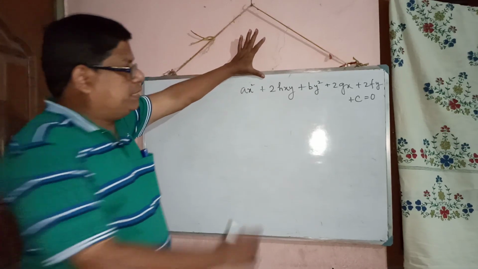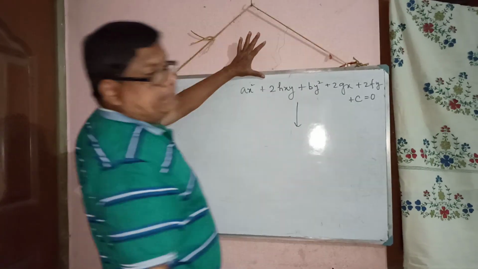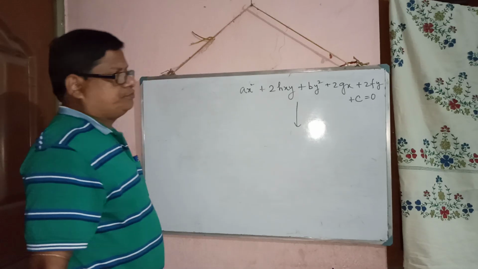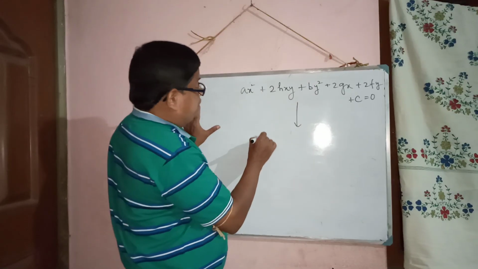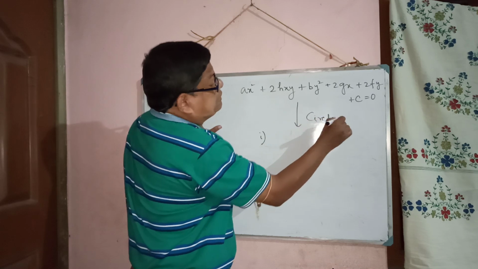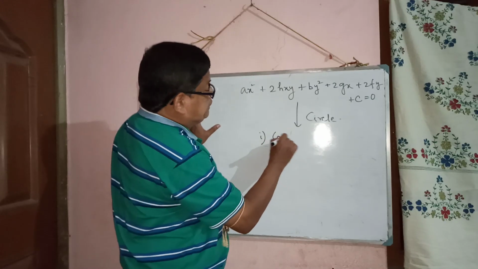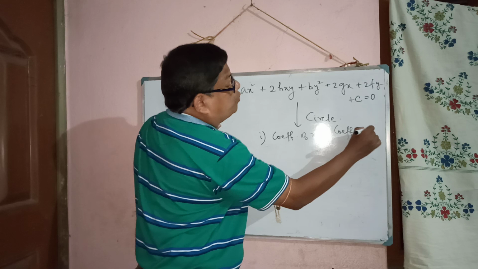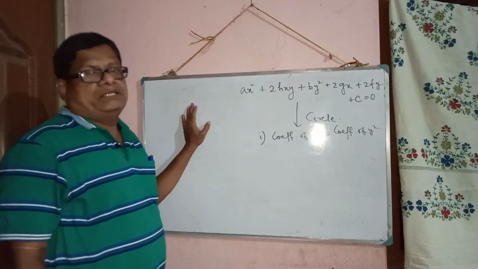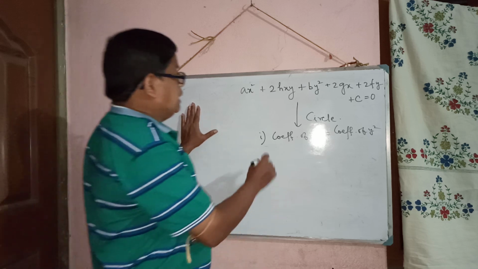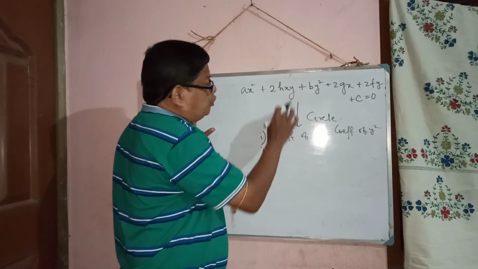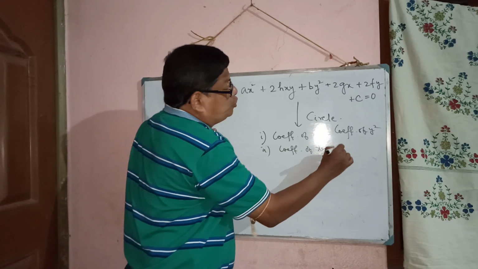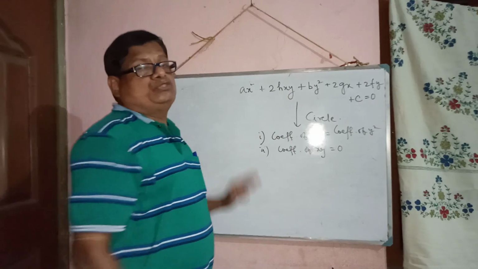Now this equation represents a circle if, number 1, the coefficient of x square is equal to the coefficient of y square. And number 2, the coefficient of xy equal to 0, that means h equal to 0.